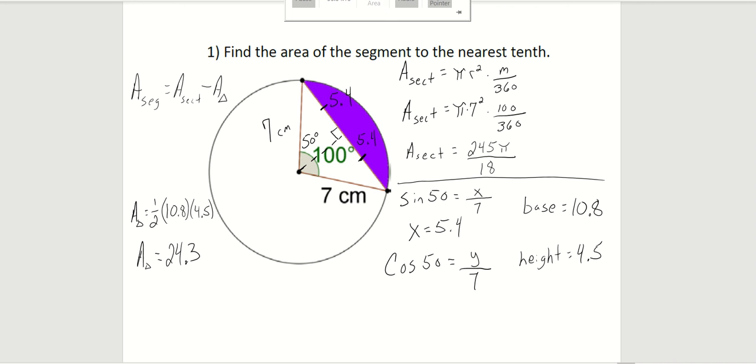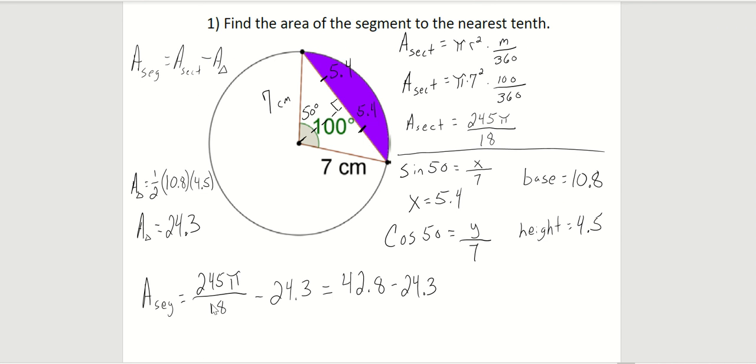So now to find the area of the segment, we have to subtract the sector and the triangle. So let's do that now. So the area of our sector, 245 pi divided by 18, comes out to be about 42.8 when you round to the nearest tenth. So 42.8 minus 24.3 gives us 18.5. What are our units going to be? Centimeters squared, because we are finding area. There you go, 18.5 centimeters squared.